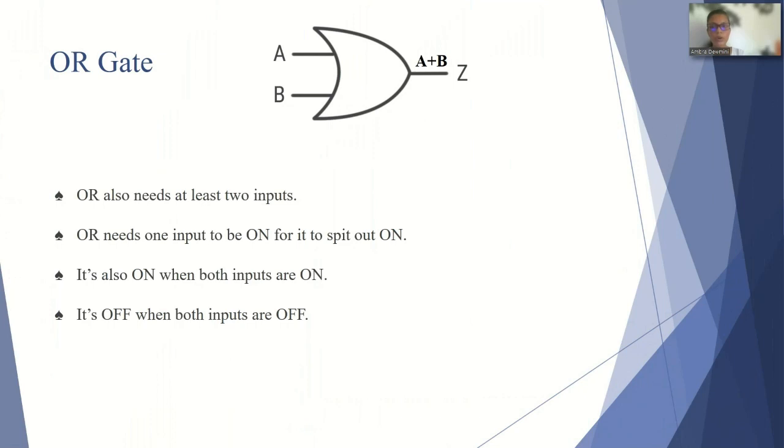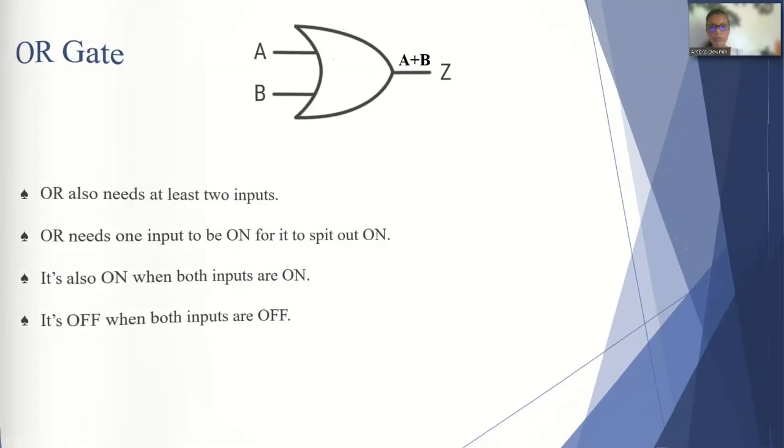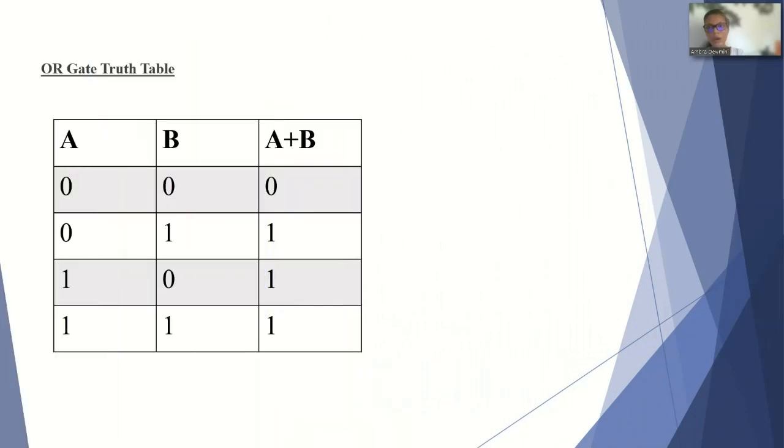OR gate. OR also needs at least two inputs. OR needs one input to be on for it to spit out on. It's also on when both inputs are on, and it's off when both inputs are off. Here I have added the truth table of the OR gate.